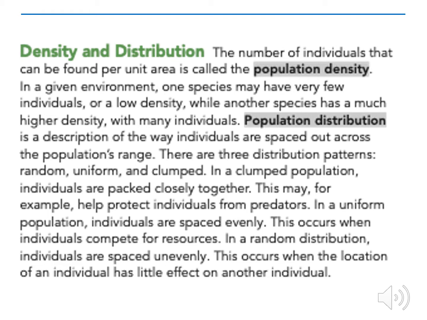In a clumped population, individuals are packed closely together. This may, for example, help protect individuals from predators. In a uniform population, individuals are spaced evenly. This occurs when individuals compete for resources. In a random distribution, individuals are spaced unevenly. This occurs when the location of an individual has little effect on another individual.